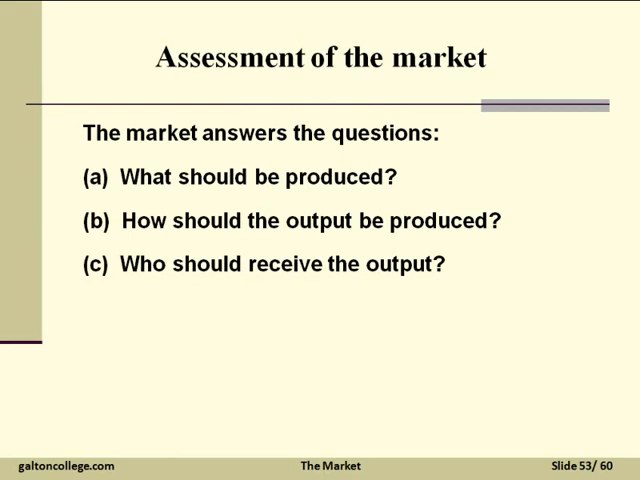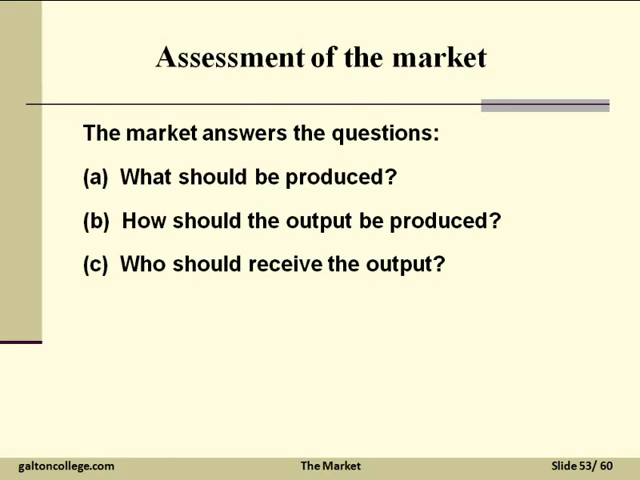Next, who should receive the output? Well, this is more contentious. You could say that people who need the product should receive it, but in fact, according to this analysis, it's the people who can afford it who will receive it. The people who can't afford it won't receive it. That's the nature of the market.